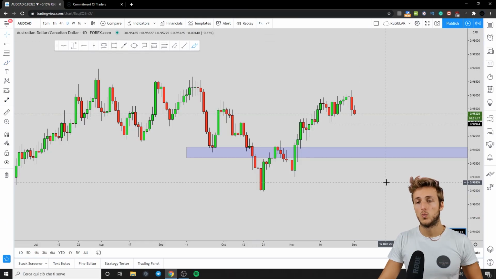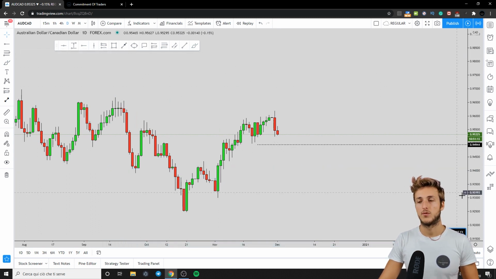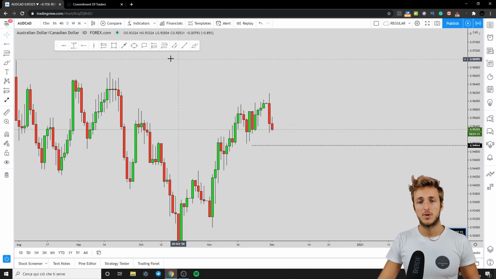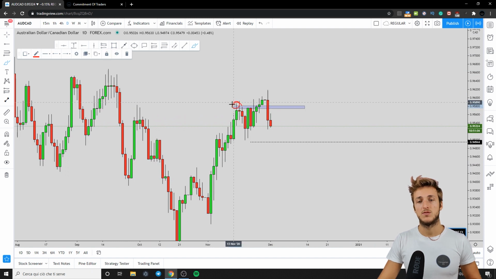But at the moment, what do we have and how can we be looking to capitalize on the next move for AUD CAD? Now, at the moment, what we have on the daily is a market which is breaking daily structure. In fact, this area was previous daily resistance here. Again, daily resistance here. The market first broke it to the upside, but then broke back down. And at that point, this area is again daily resistance here.